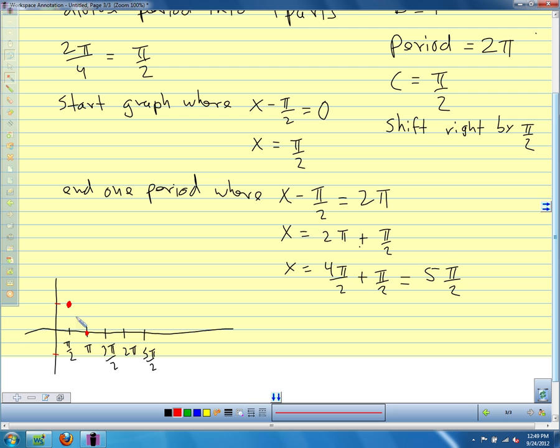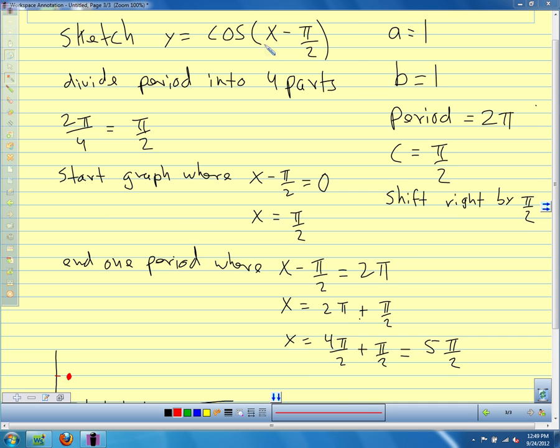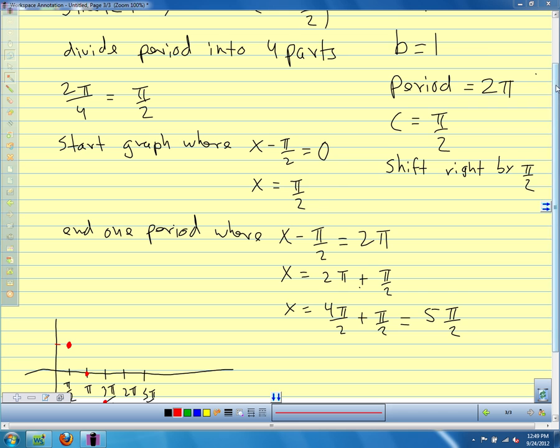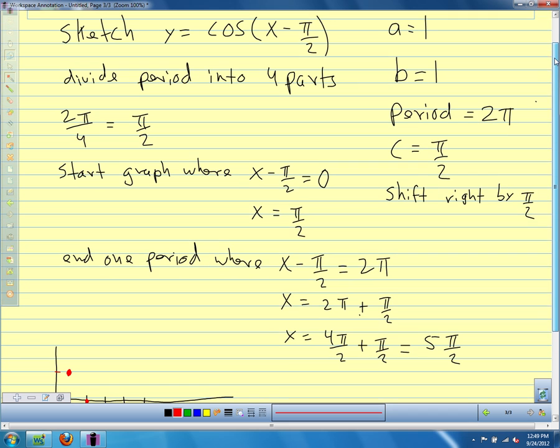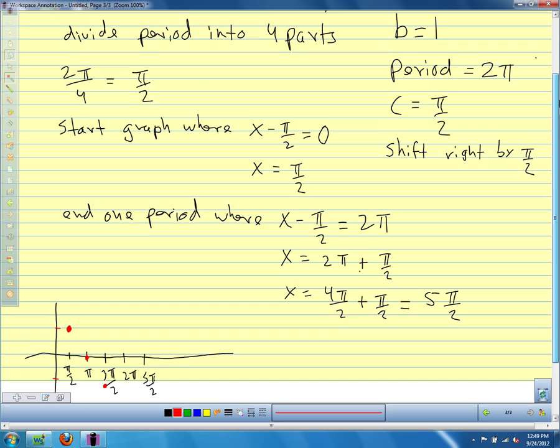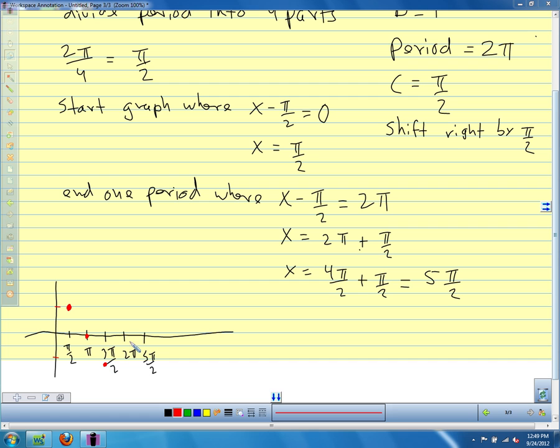Now let's think about what the cosine function does. I start at 1, I go to 0. Where's my next point going to take me? -1. I could plug that into my function to see that. I could say x equals 3 pi over 2, and 3 pi over 2 minus pi over 2 is pi. Cosine of pi is -1. I go to -1.